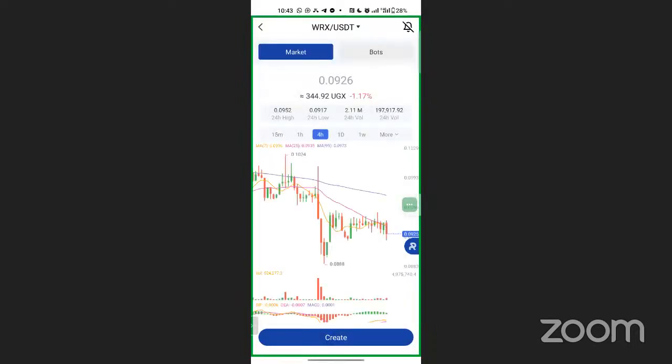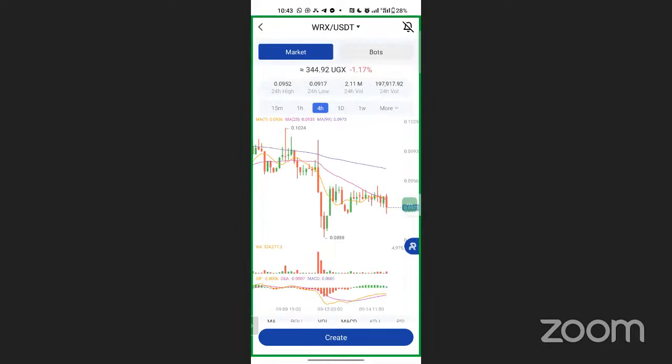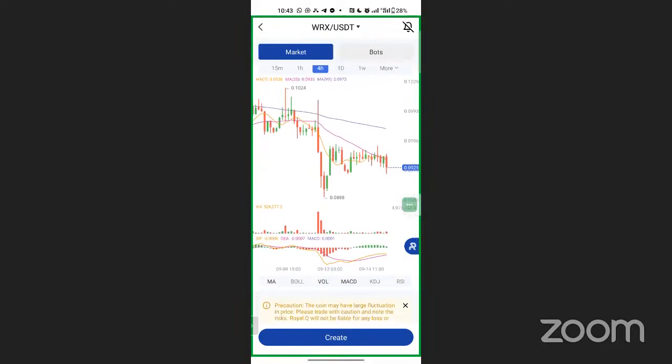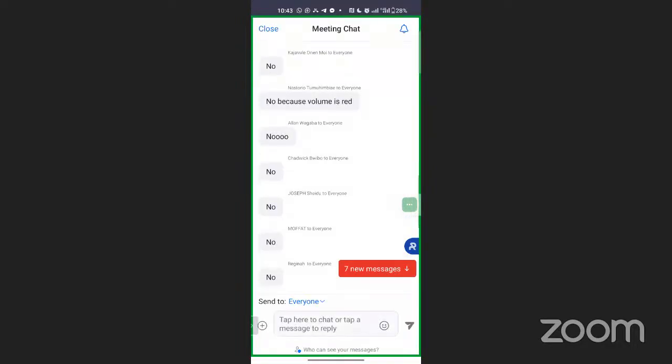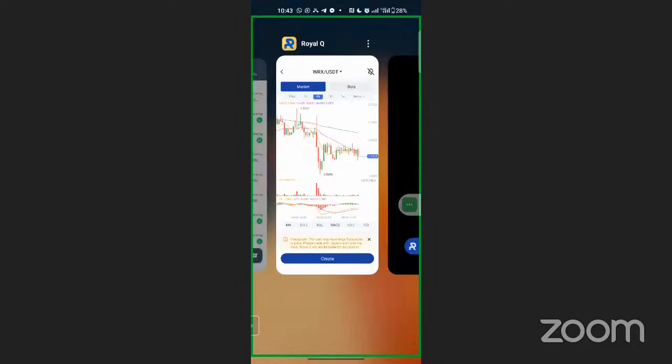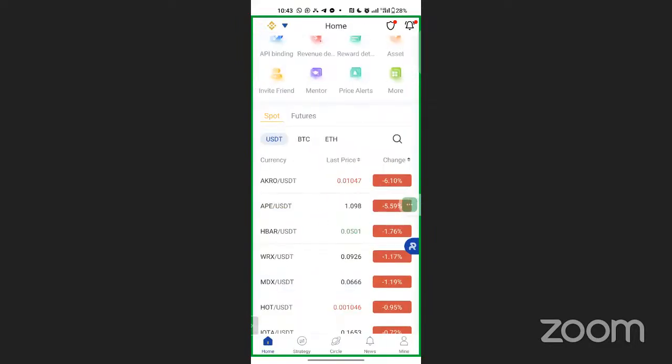WRX. We're using the 4-hour time frame. Does WRX in the 4-hour time frame qualify to be traded now? Give me an answer in the chat. Thank you so much. Let's go to another coin.